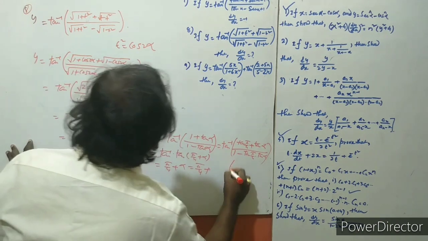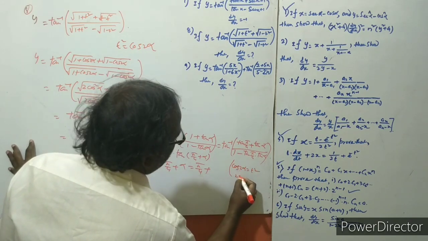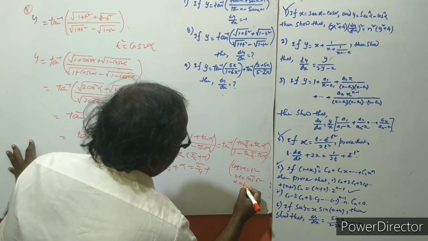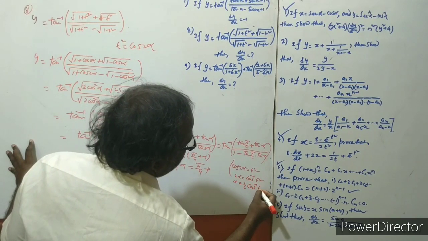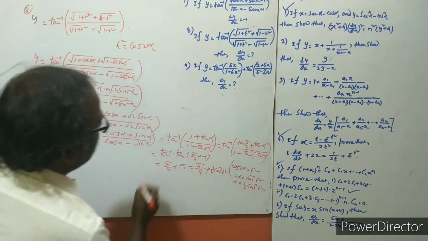So see here, cos 2 alpha means t square. So 2 alpha means cos inverse t square. So alpha is equal to half cos inverse t square. Okay, here half cos inverse t square. Then this is the y.